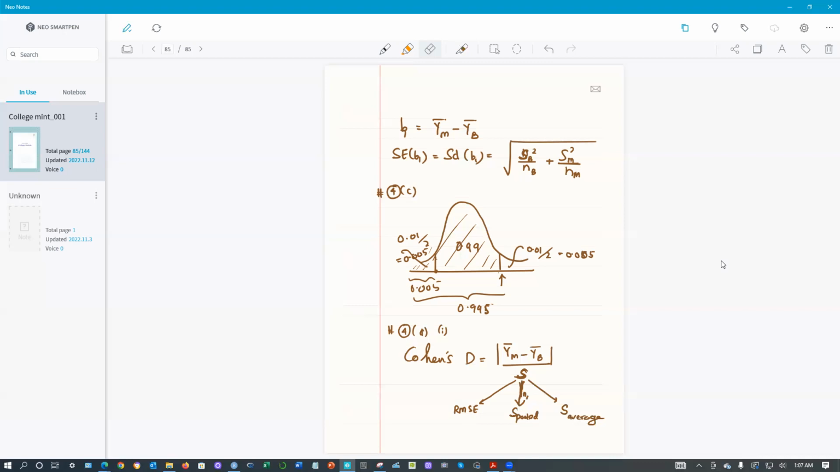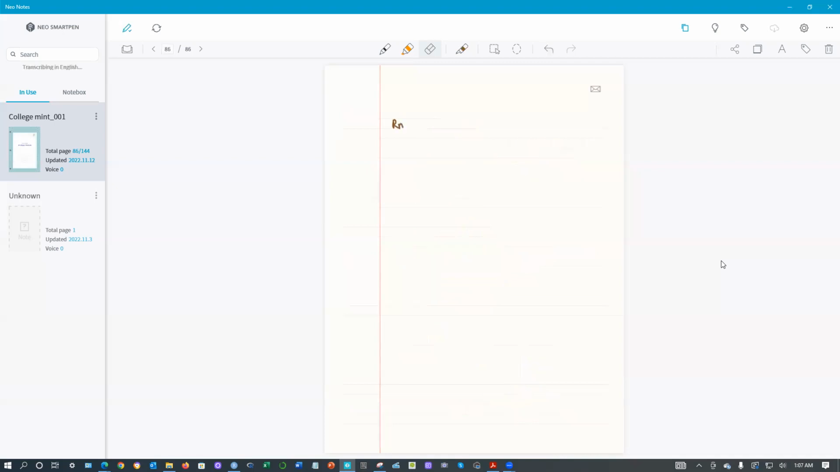Root mean squared error. You can remember root mean squared error is nothing but the mean squared error and then the square root. This is nothing but the sum of squared error divided by the degrees of freedom of error. You can easily get this from the table.